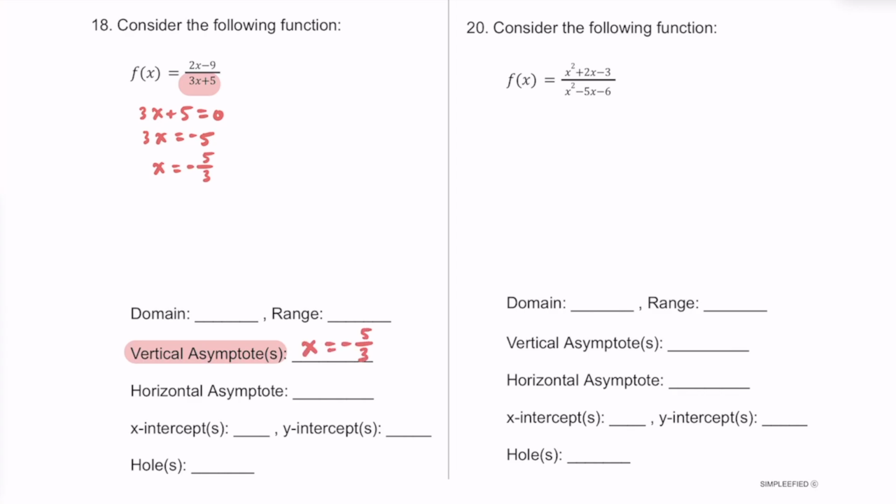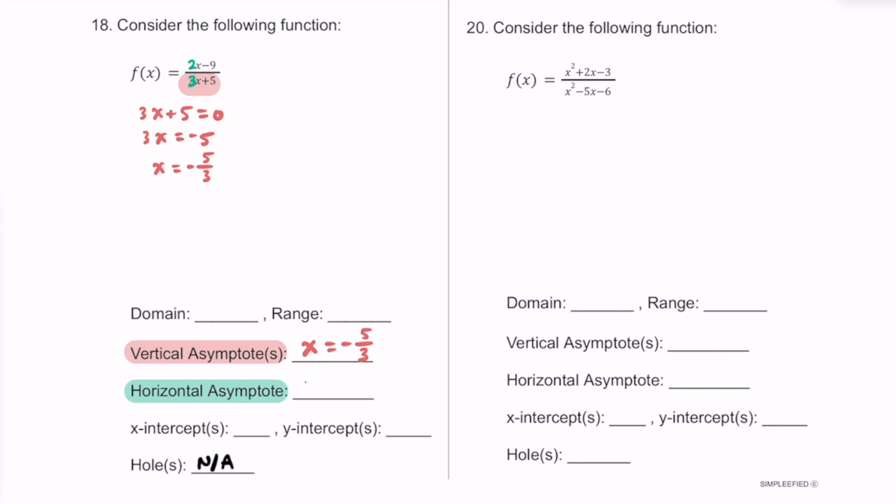While we're on the topic of holes, there aren't going to be any in this case because we can't cancel anything out. For the horizontal asymptote, that's going to be up to looking at the degrees of these leading terms, or the highest degrees rather. Notice how we have matching degrees of x to the first power and x to the first power. Whenever that's the case, our horizontal asymptote is just going to be the ratio of these leading coefficients. So this 2 and this 3 is where our horizontal asymptote is going to be.